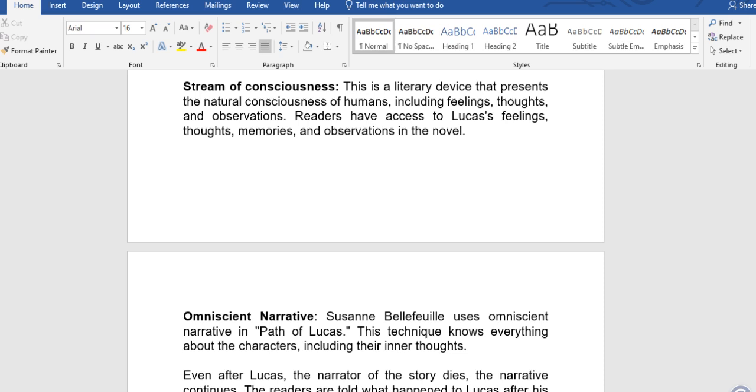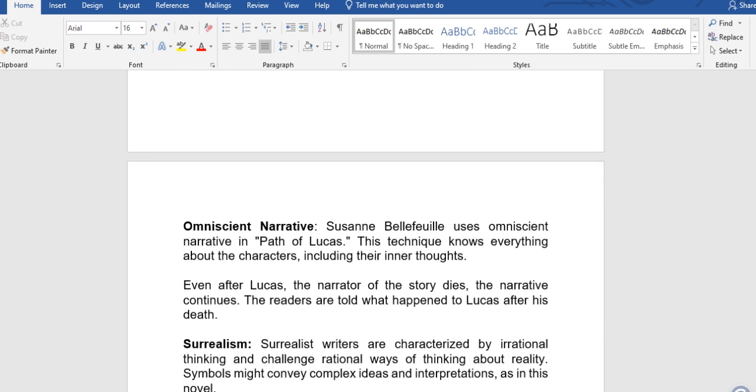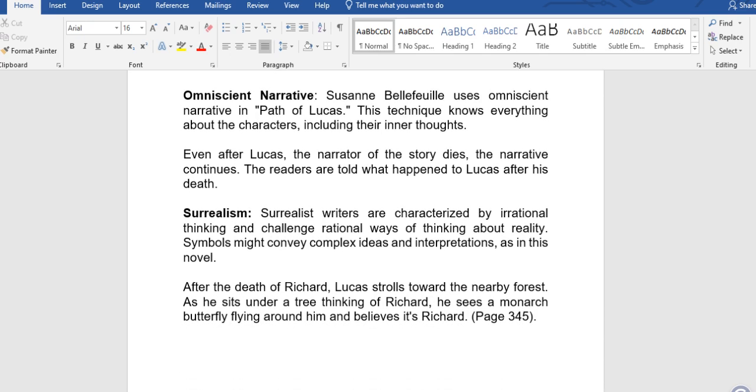There is also the use of stream of consciousness. This is a technique that presents the natural consciousness of humans, including feelings, thoughts, and observations. Readers have access to Lucas' feelings, thoughts, memories, and observations in the novel. The author also makes use of omniscient narrative. Susanne Bellefeuille uses omniscient narrative in Parts of Lucas. This technique knows everything about the characters, including their inner thoughts. Even after Lucas, the narrator of the story, dies, the narrative continues. The readers are told what happened to Lucas after his death.